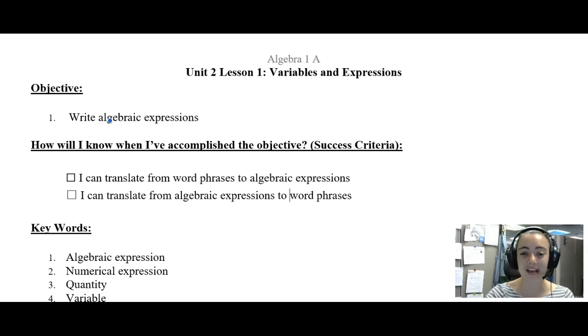So today, we're going to work through Unit 2, Lesson 1 with variables and expressions. The objective that your lesson gives you in Connexus is to write algebraic expressions. We're going to be following that same idea, but you do not have to do the rest of the lesson in Connexus. This video takes the place of the instruction part because I've provided practice problems within the video.